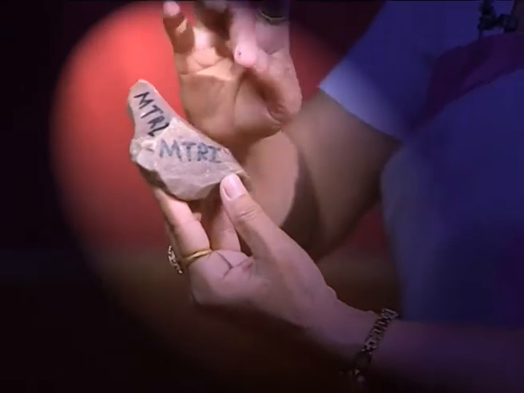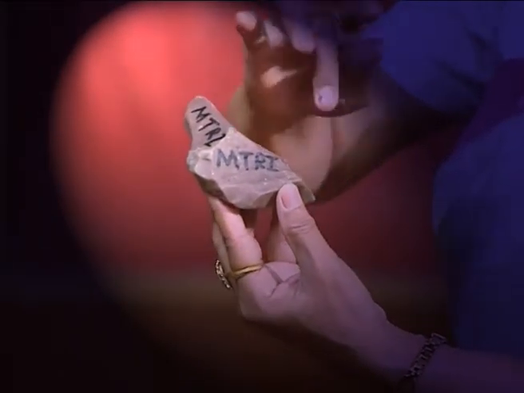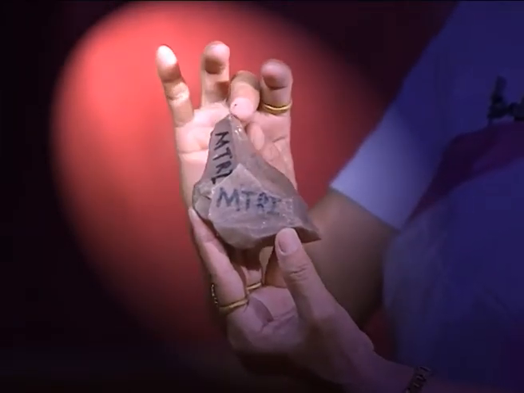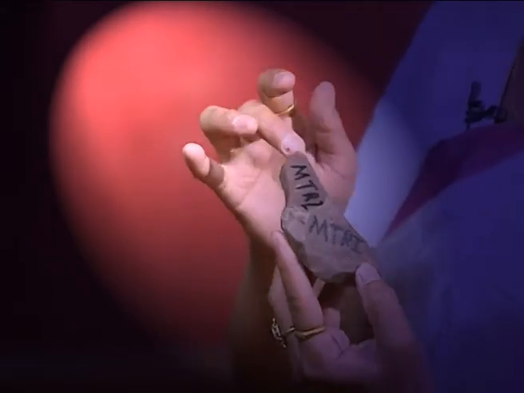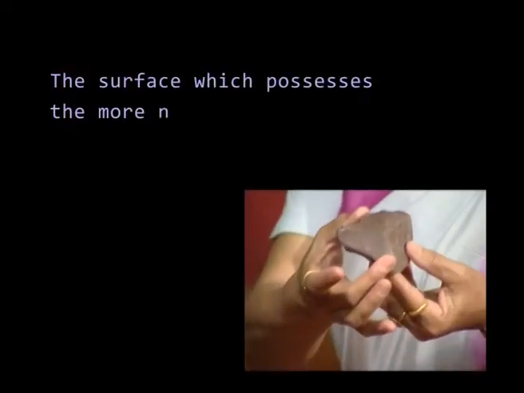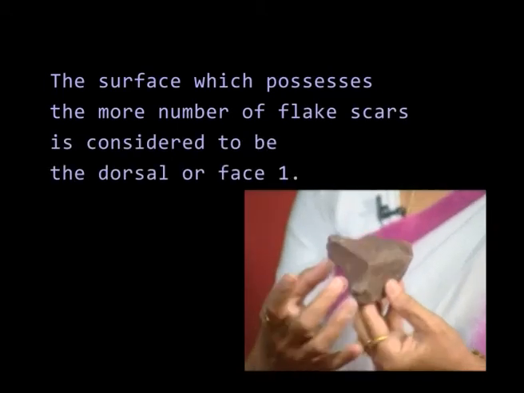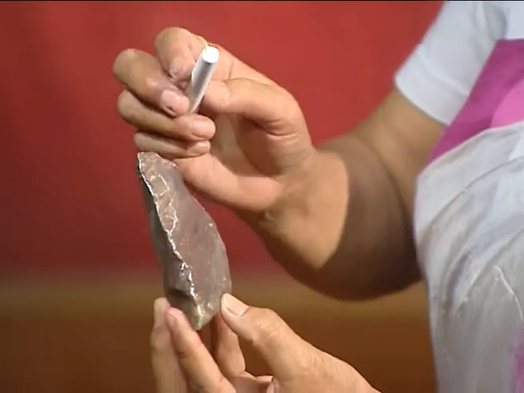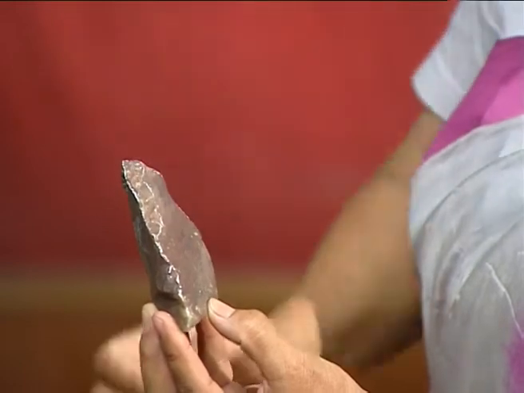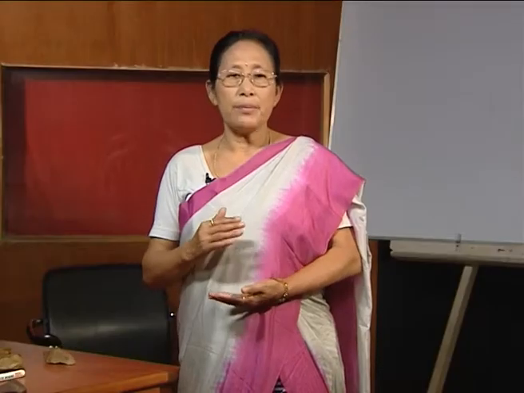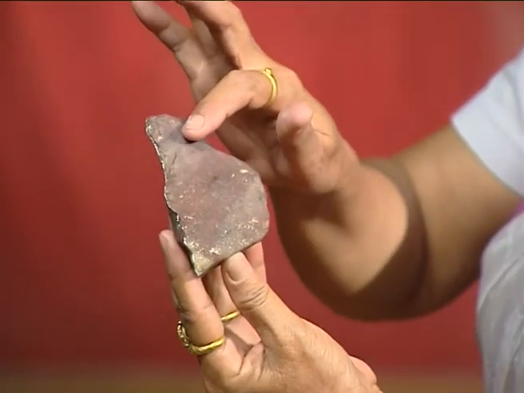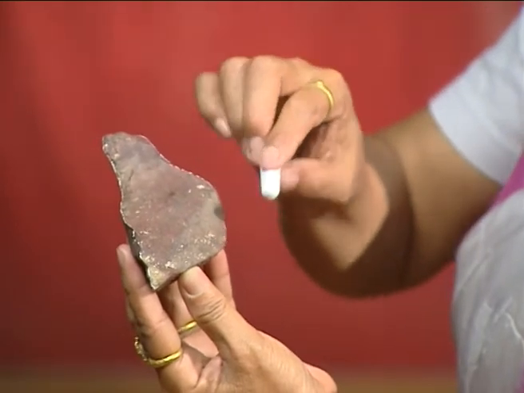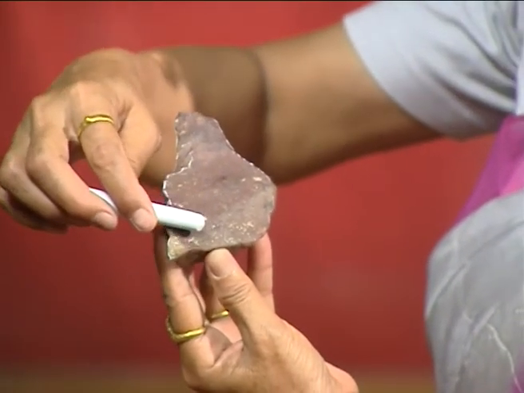While selecting the dorsal or face 1, each student should count the number of flake scars present on both the surfaces or faces of the specimen. The surface which possesses the greater number of flake scars is considered to be the dorsal or face 1. It is followed by the illustration of the profile view. The ventral surface or face 2 is drawn later. The section view is illustrated manually below the drawing of the dorsal surface or face 1.